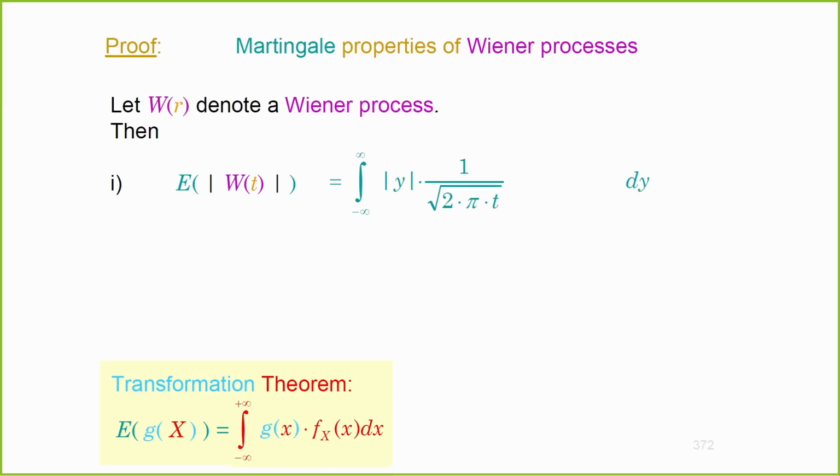And then you have e to the power of minus 1/2 times the square of the integrator minus 0, which is simply y squared in this case, divided by 2 times t. Keep in mind that the expectation of the Wiener process is 0 and the variance is t, and this is reflected in the Gaussian density here. So this is the Gaussian density of the Wiener process, multiplied by the absolute value of the integrator, because that's all you need to do when you apply the transformation theorem.